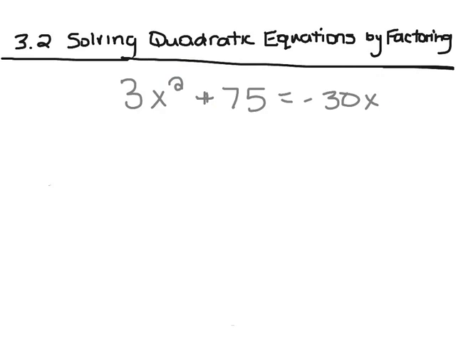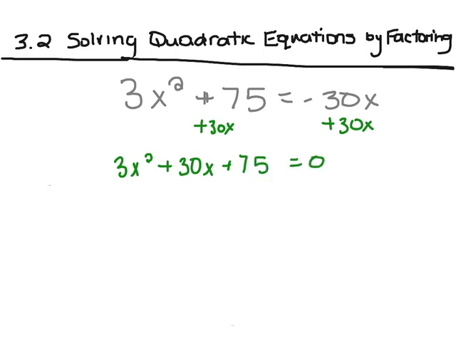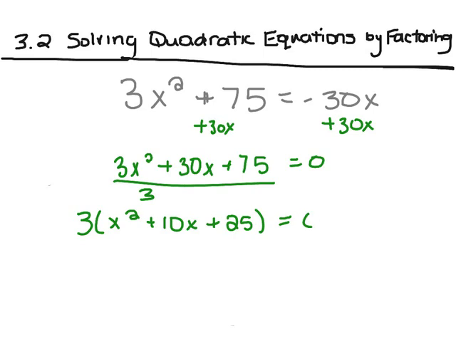For the next example, we don't have one side equal to 0, so we have to move this 30x. We're going to add 30x to both sides. So we have 3x squared plus 30x plus 75 equals 0. Now we're going to factor. We can check for a common factor, and it is 3. So we're going to take out a 3, and we have x squared plus 10x plus 25 equals 0.